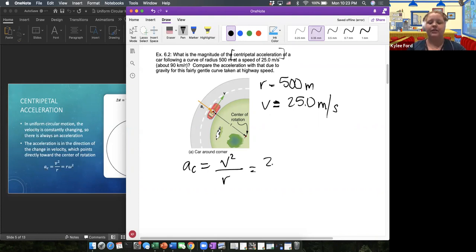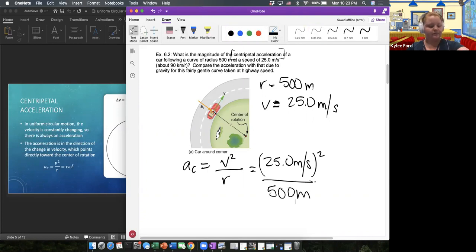And then I will plug these in. So I have 25 meters per second, square that, divided by my 500 meters. So I get 25 squared over 500, and I end up with an acceleration of 1.25 meters per second squared.